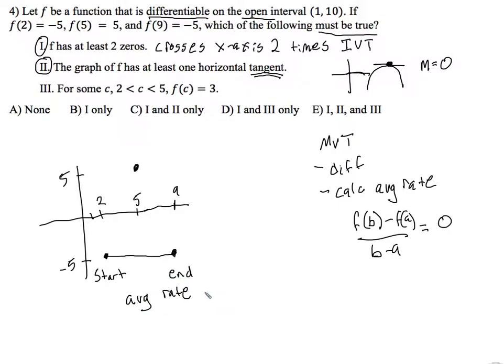And the average rate helps for using MVT. So by MVT, this second one is true. The average slope is 0, and that 0 means that there's at least one horizontal tangent.